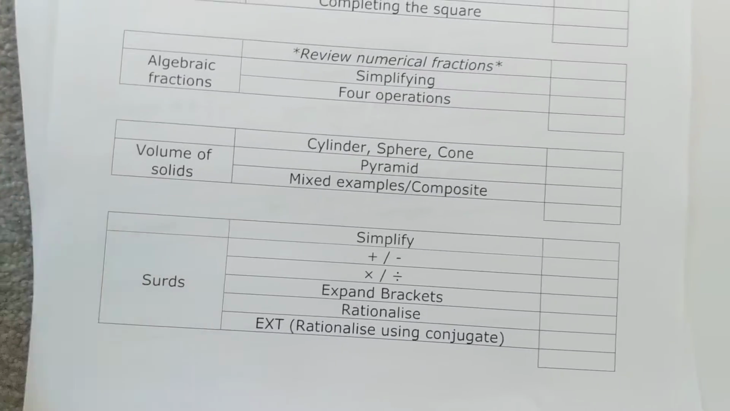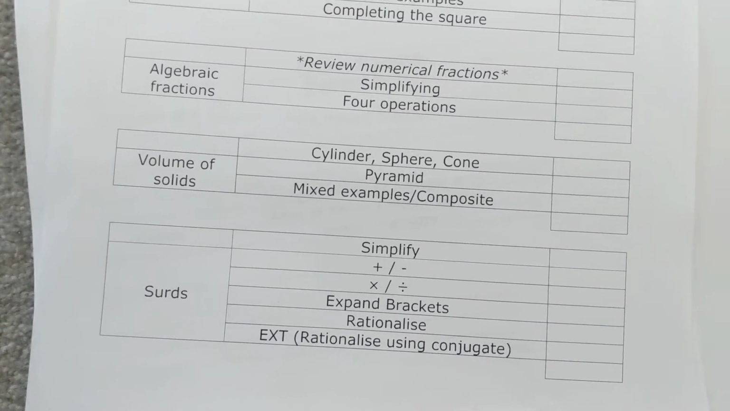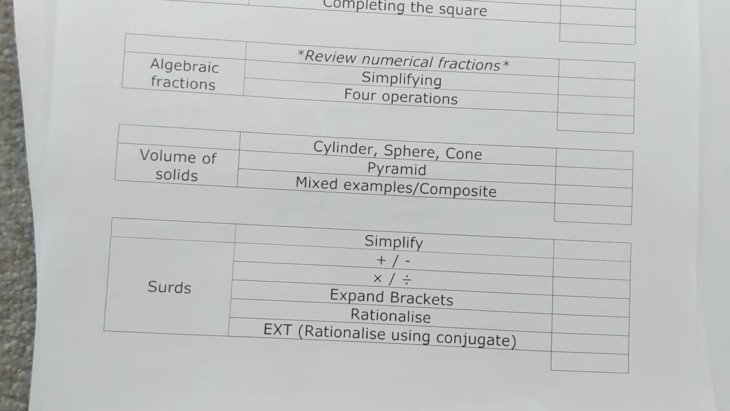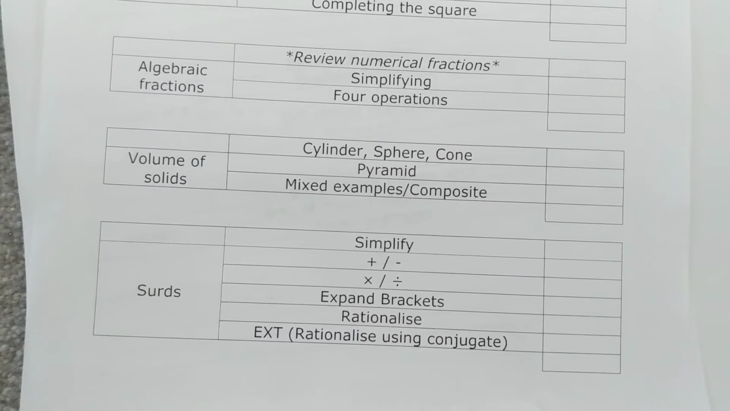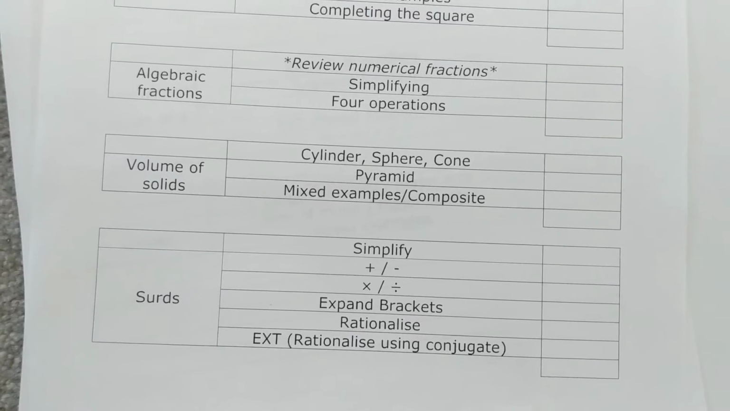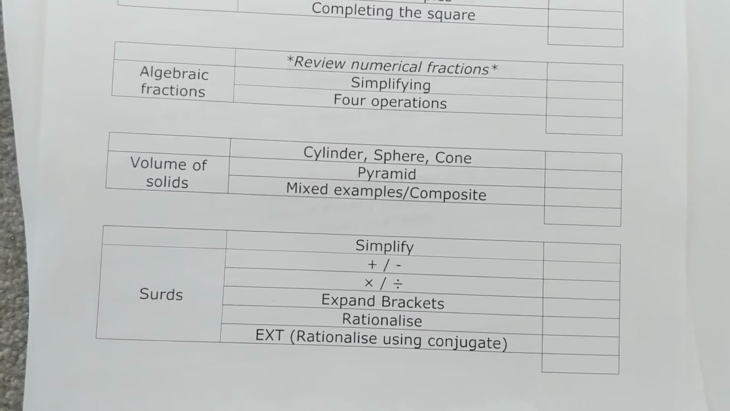Surds, look out for surds. So simplifying surds, you're thinking your square numbers, breaking them down. You've seen them in the last couple of assignments. You might get asked to rationalise the denominator. Basically, you want to get rid of the root on the bottom of a fraction, so you times by that root over itself.